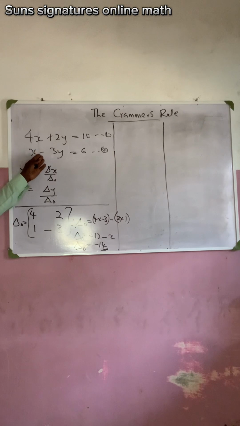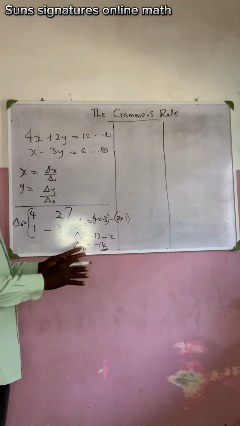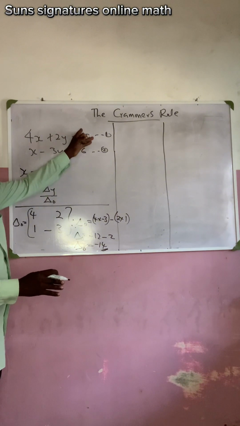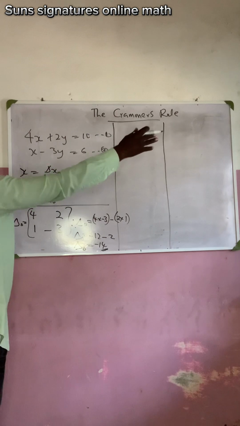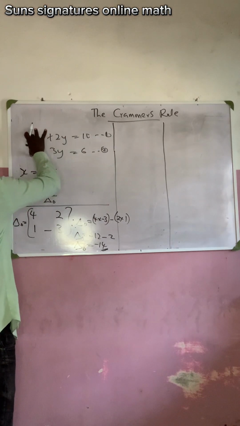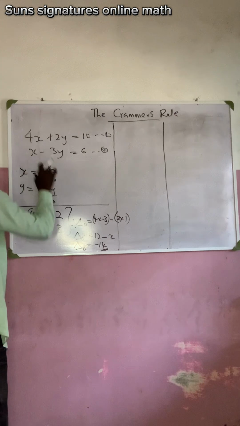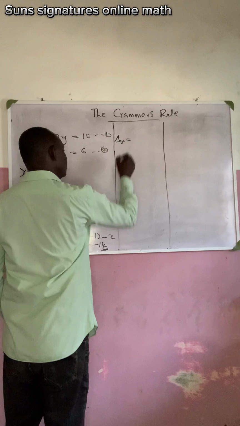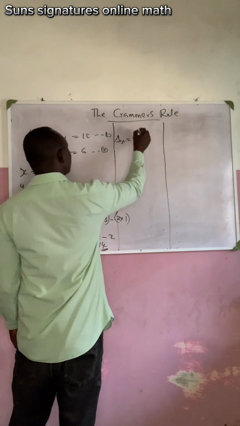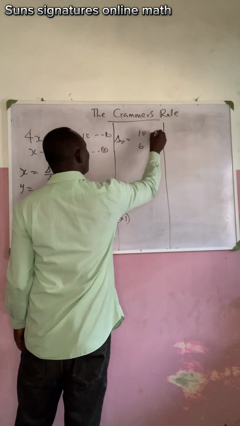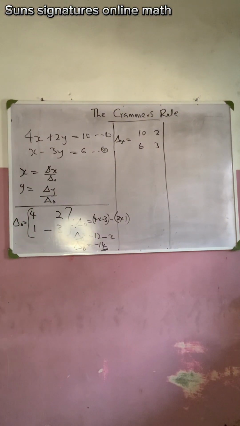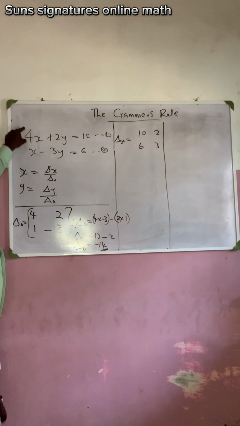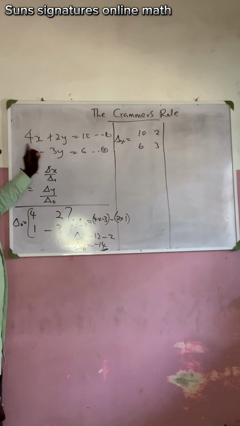Then I have to look for my delta x. For you to look for the value of delta x, you have to remove the variable x and replace it with the ones on your right hand side. The 10 and the 6 take the position of the 4 and the 1 here. So I can write my delta x as this: 10, 6, 2, and 3. That is to say the 10 and the 6 have taken over the values of x, so the 2 and the 3 remain constant.